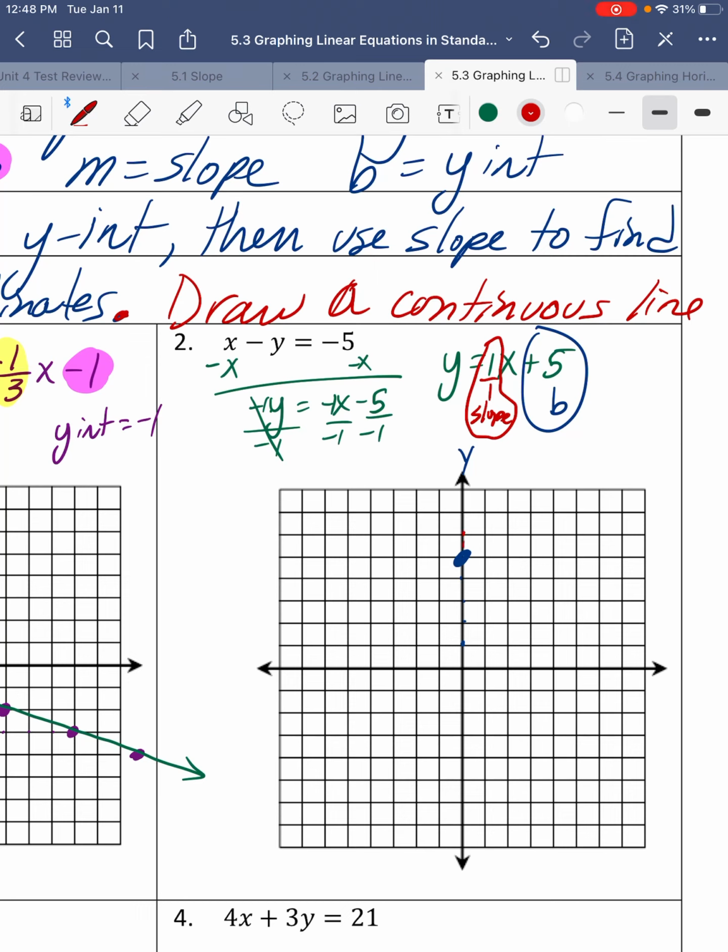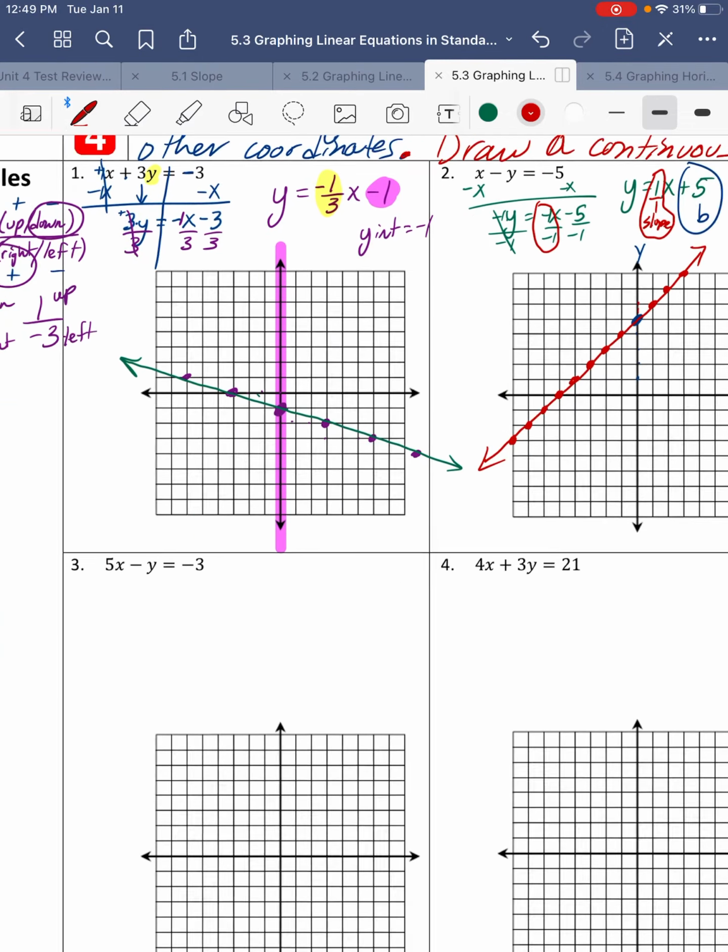So you're going to go up 1, positive 1, and right 1. Up 1, right 1, up 1, right 1. We can do that down 1 and left 1 also. Down 1, left 1. If you see over here, this would be down 1 and left 1 before we simplified it. You can keep doing this. The more points you have, the better your line is going to look. Now draw your continuous line through all your points, and we're done.